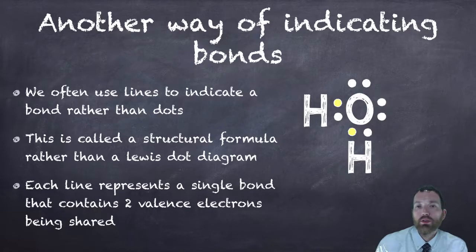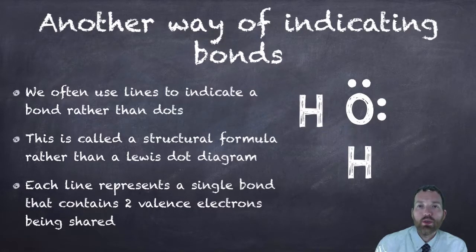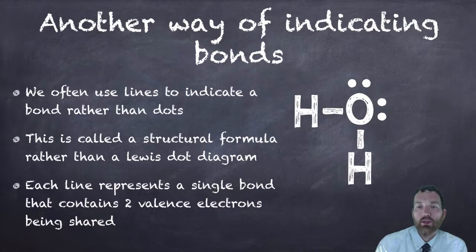If I asked you to draw a structural formula and you drew a Lewis dot diagram, I would never mark you wrong, and neither would any of the graders on the Regents exams. But when you're drawing lines, you need to remember that each line represents a single bond that contains 2 valence electrons. So 2 dots being shared between 2 atoms is 1 bond. So instead of showing it with dots like that, you can show it with lines like this.